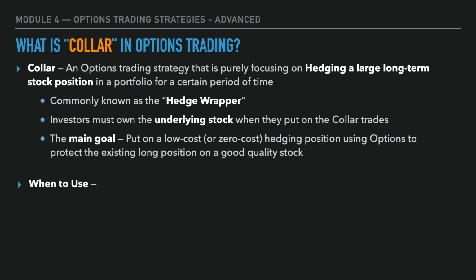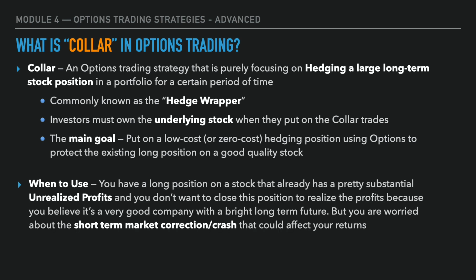So when is the best time to use this collar strategy? When you have a long position on a certain stock that already has pretty good unrealized profits since you invested, but for some reason you're worried about a short-term market correction or crash that could affect your returns. But you don't want to close this long-term investment position because you still believe it will continue the bull run in the future. Especially at an institutional level, closing one large position will not only cost a huge amount of transaction fees, but, even more importantly, it can cause a massive fluctuation in this stock, and it will directly affect your potential return.